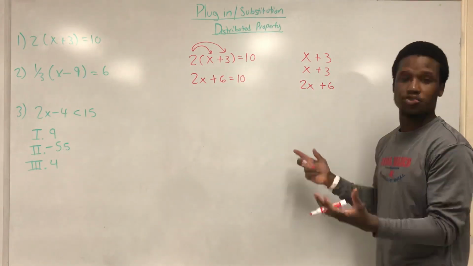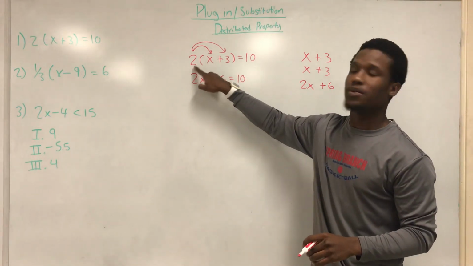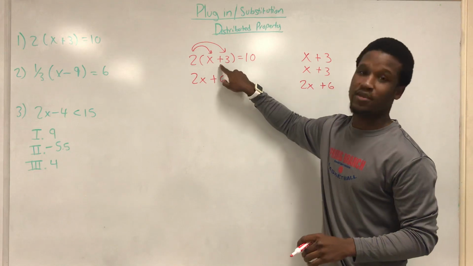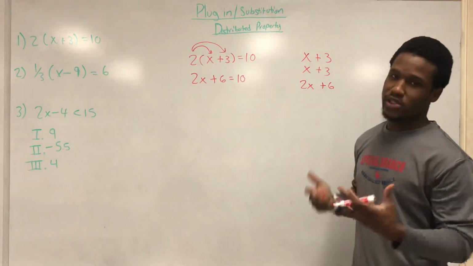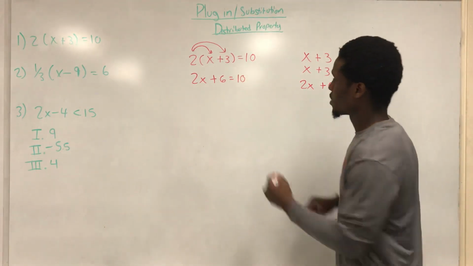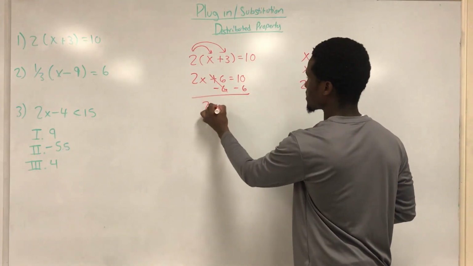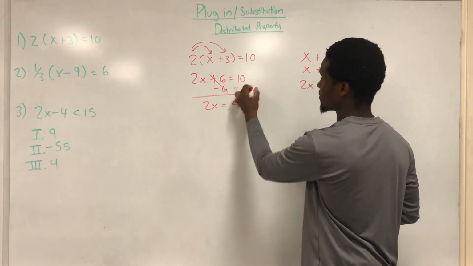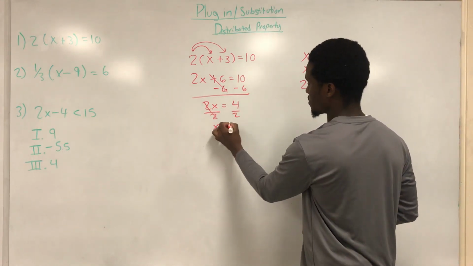So when we distribute, we're basically multiplying the term on the outside with both terms on the inside. You just have to make sure you look for whether it's an addition sign or a subtraction sign. So in this case, we could go ahead and solve this. So minus 6, 2x is going to be equal to 4. Divide by 2, x is equal to 2.